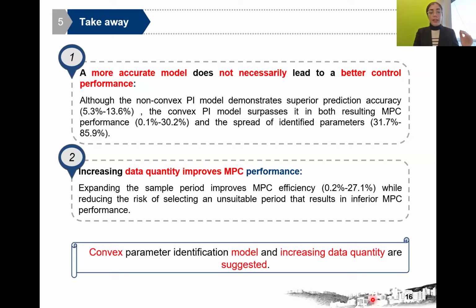On the other hand, the second takeaway is that when we increase the data quantity, it improves the MPC performance. When we expand the sample period, it helps us to reach the better MPC efficiency, and it reduces the risk of selecting an unsuitable period of time.